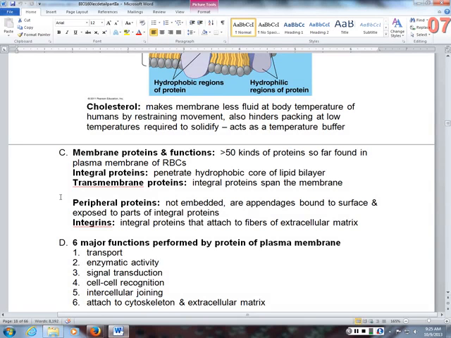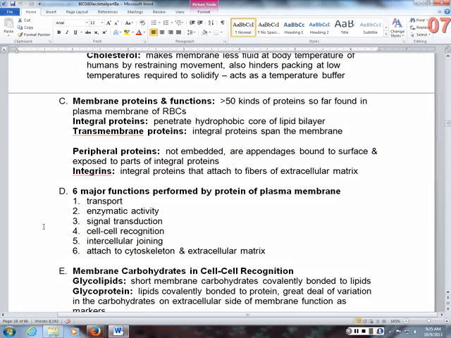Peripheral proteins are not embedded. These are actually going to be appendages that are bound to the outside surface. So that could be another protein that's stuck out here. And then the integrins are integral proteins that attach to fibers of the extracellular matrix. So then you could have the integrins attaching on the outside to the little fibers.